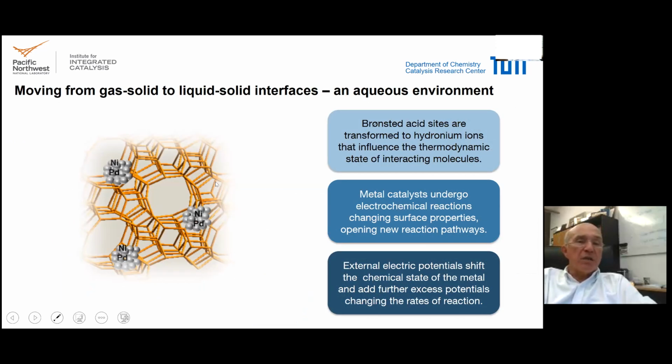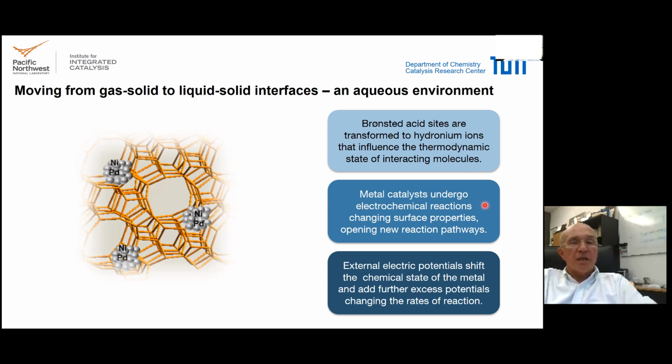I would like to explain these possibilities using three examples. One example is the chemistry of Bronsted acid sites that are being transformed to hydronium ions, and which influence in turn the thermodynamic state of the interacting molecules. So they are changing their nature, and they change the nature and state of the reacting molecules.